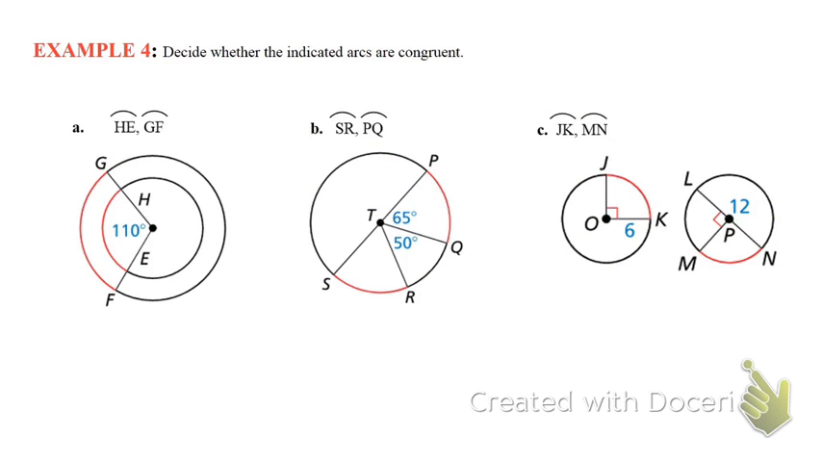So let's take a look at a couple of problems. Decide whether or not these arcs are congruent. So even though these have the same central angle, remember that the beginning of the theorem said that if the circles are congruent, then... Because we have not met the premise in this problem, these two circles are not congruent, then HE cannot be congruent to GF.